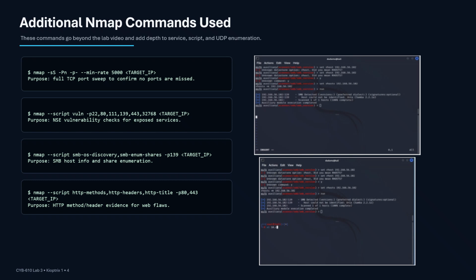Slide 4 deals with additional Nmap commands used. Here we have three additional Nmap commands, as you can see on the screenshot of each: nmap -sV target IP, nmap -O target IP, and nmap -A target IP. Here I performed three additional Nmap scans. The first identifies service versions, the second attempted operating system detection, and the third performs an aggressive scan that combines several advanced detection techniques.